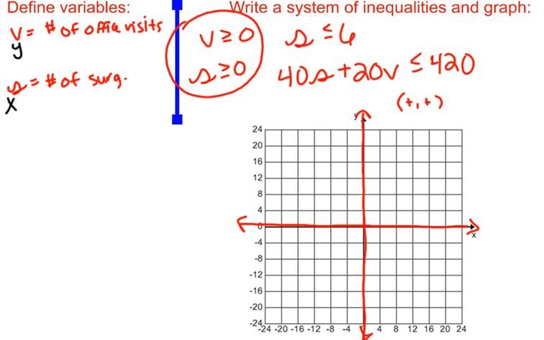So now as I go to graph the other two inequalities, s is less than or equal to 6. I know that s is my x-axis, so that's a vertical line at 6. So I'm going to go to 6 here and draw a vertical line up and down.